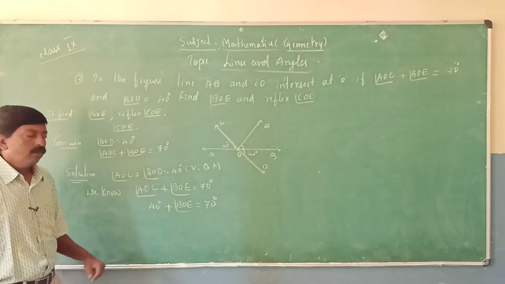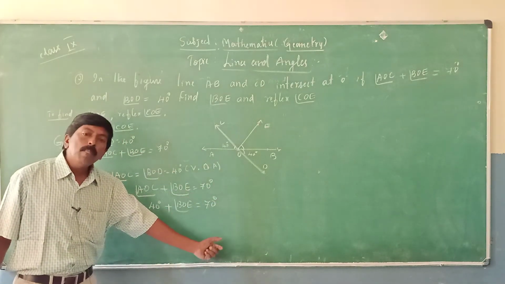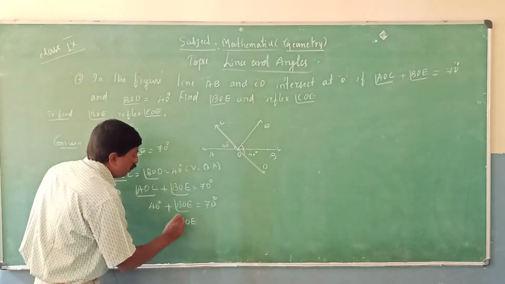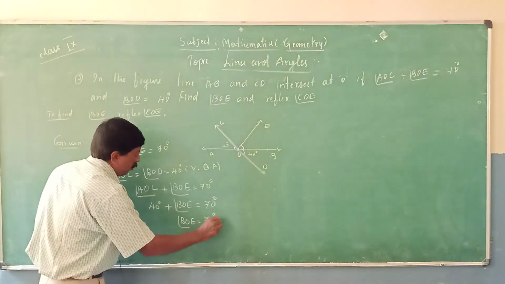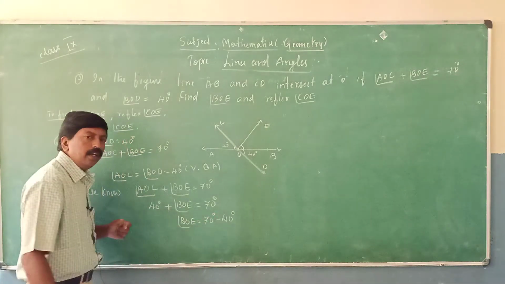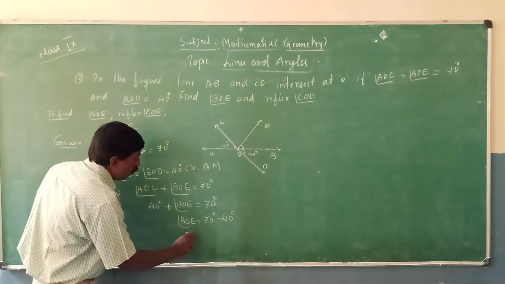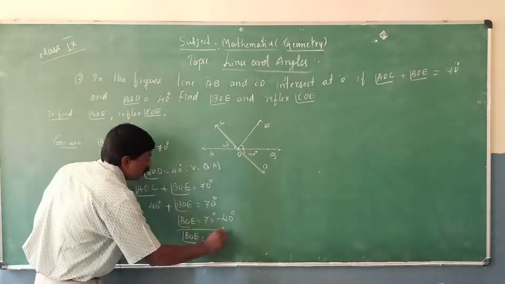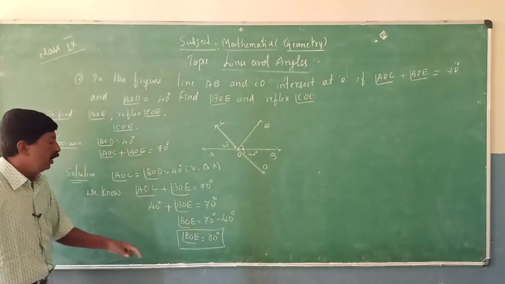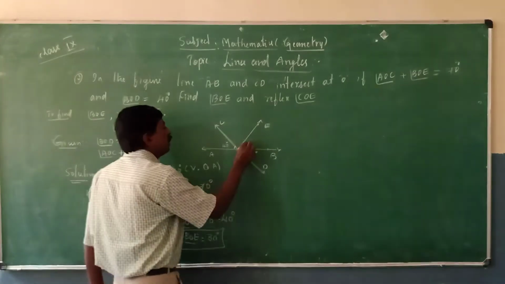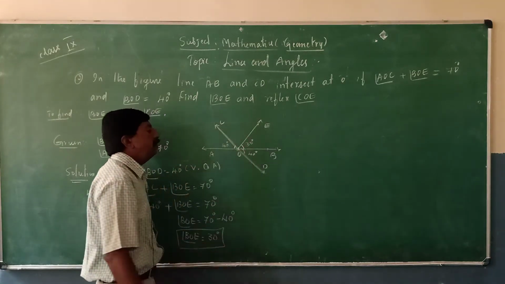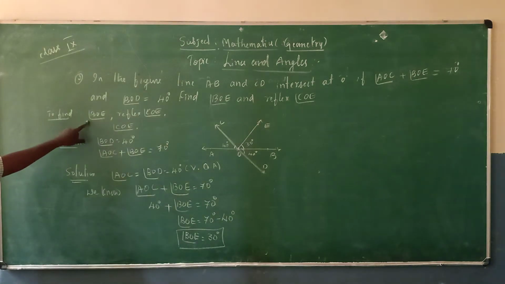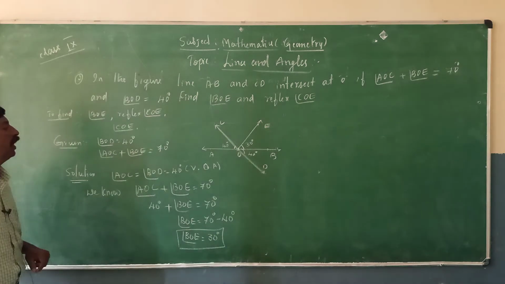Now what we have to do? Transpose 40 degrees to the RHS. BOE is equal to 70 degrees minus 40 degrees. The difference of these two, BOE angle, is equal to 30 degrees, because 70 minus 40 is 30. Now we got this angle, which angle? BOE angle. BOE is how much? 30 degrees.